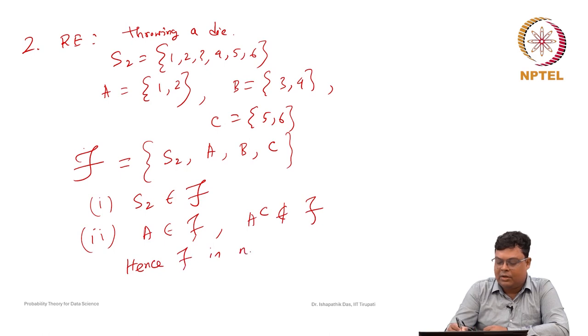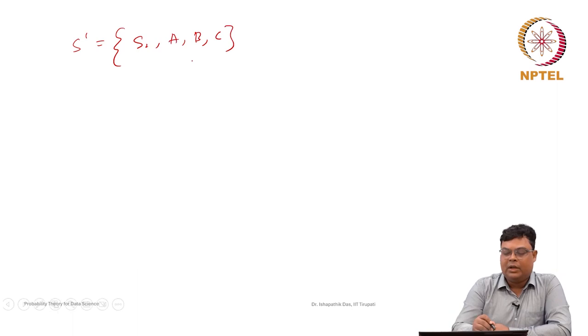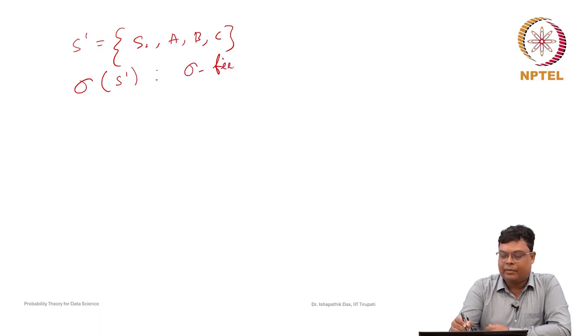Hence, F is not a sigma field. So then what will we do? We denote that. Suppose we take a set S dash, which is nothing but this collection: S2, A, B and C. This is a set, it is not a sigma field, we found that. We denote this by the sigma field generated by this set S dash.